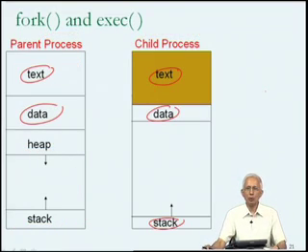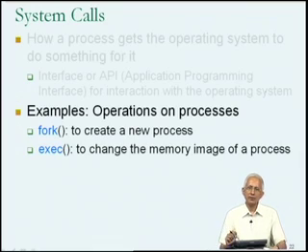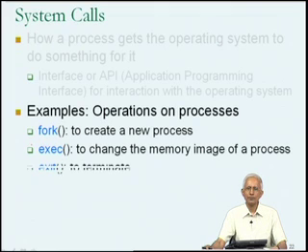Okay, so much for fork and exec. These are, as I said, examples of operations on processes. We are talking about system calls. These are two examples of the system calls that are provided by Unix-like operating systems for operating on processes. I'm going to mention, I think, just one or two more.